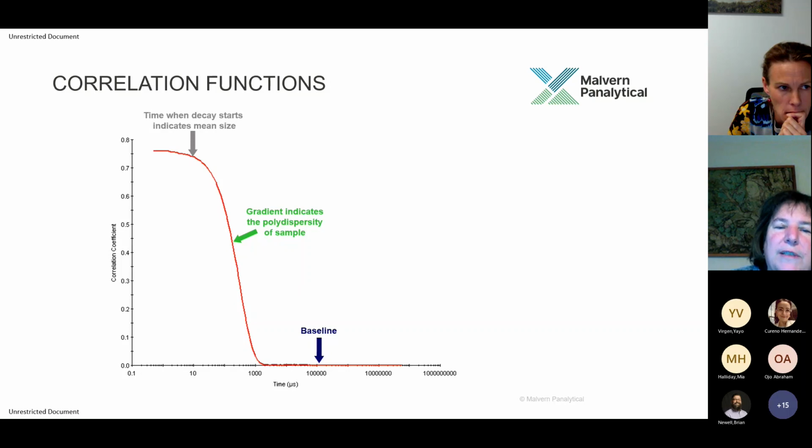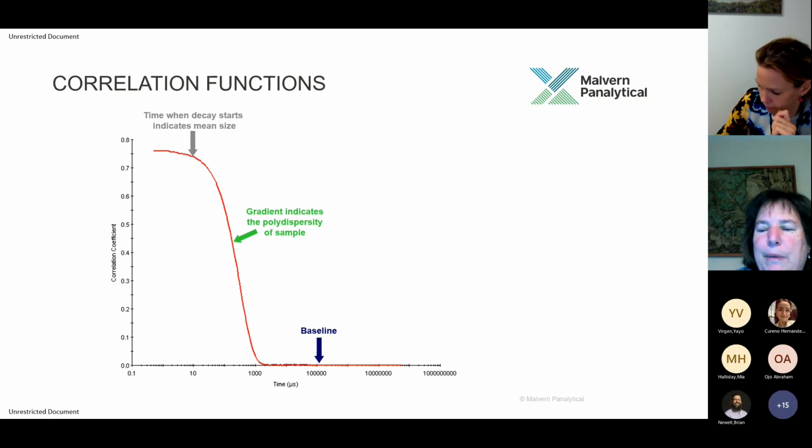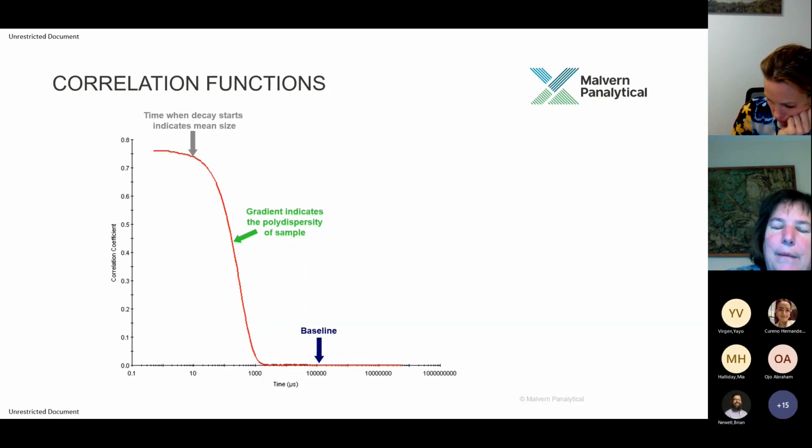So again, that results in very poor results. That sample is not appropriate for dynamic light scattering. You either have to filter the big aggregates out of that sample or centrifuge the big particles out so that that sample becomes appropriate and can provide good measurements.